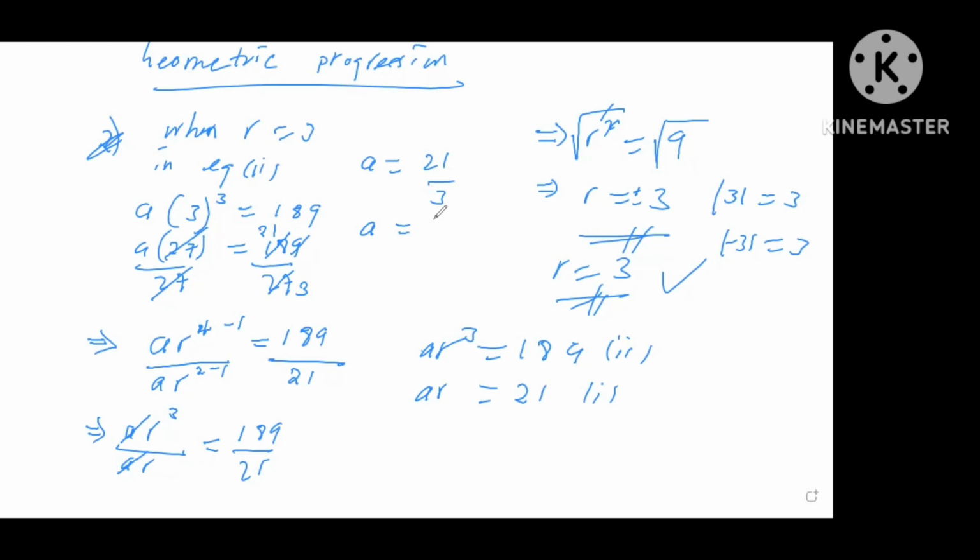Isn't it 7? Yes. 7 times 3 is 21. Yes, it is 7, right? Sir.